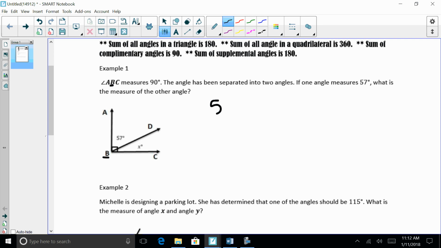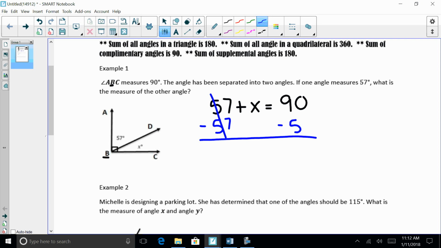So I'm going to write 57 plus x equals 90. Now that this is a one-step equation, we're going to go through and we're going to solve just like we have previously. So I have to zero out the 57 by subtracting 57. And if I do it to one side, I must do it to the other side as well. That leaves me with x equals, I'm going to borrow, and I get 3. So I get x equals 33 degrees. So this angle right here is 33 degrees.